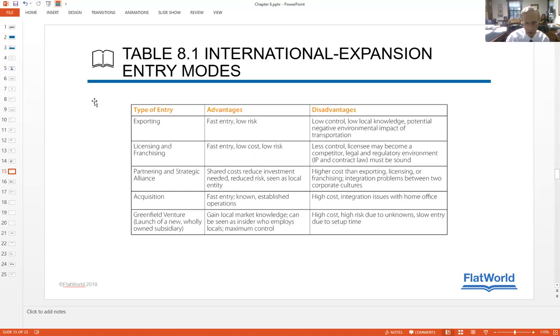First is exporting, where we simply produce the product at home and sell it in other countries. And as you can see, that's a pretty quick way to get into other countries, but you give up a lot, not least of which is control. You don't really get a lot of feedback from the market about how your product is viewed by the customers, and you still have to pay to transport it to get it there and to have someone distribute it for you. Licensing and franchising is also fast and relatively low in cost.